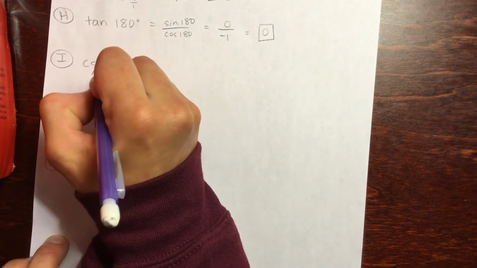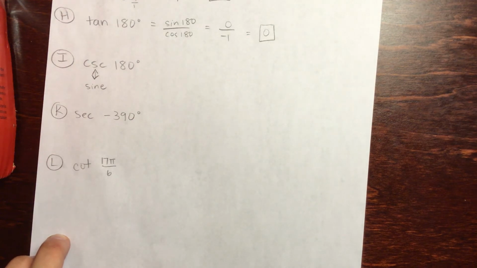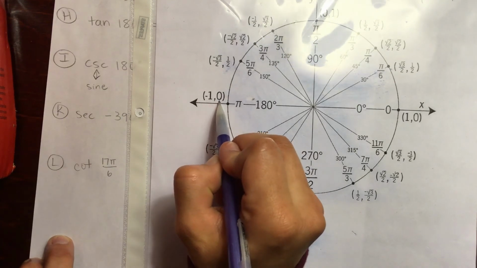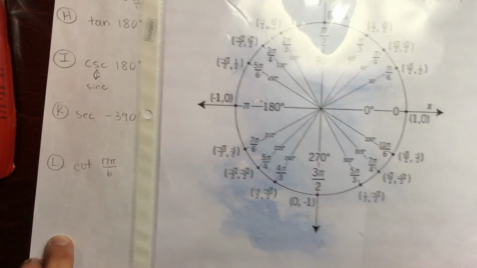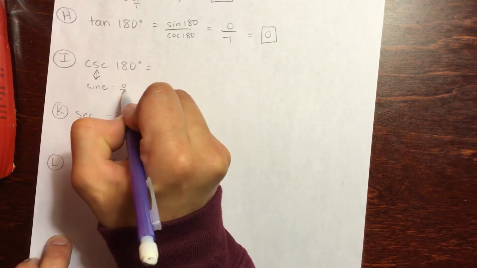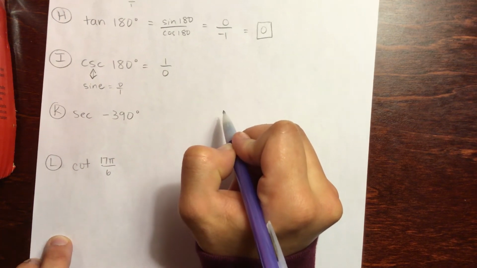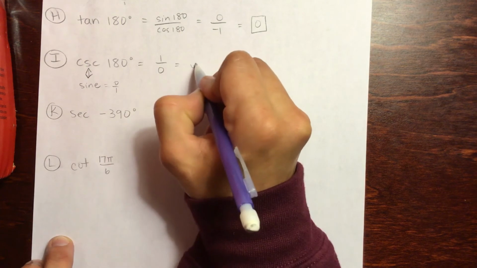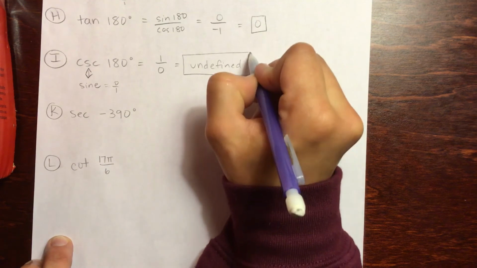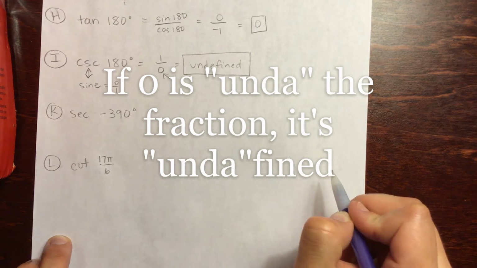Cosecant of 180. Cosecant is the reciprocal of sine. Let's go to 180. These are in alphabetical order. Cosine, sine. Sine of 180 is 0, but this is a reciprocal, so I need to flip. If sine is 0 over 1, flip your fraction. 1 over 0, uh-oh, you can't do that. So for cosecant at 180, we call that undefined. Because if 0 is under your fraction, it's undefined.